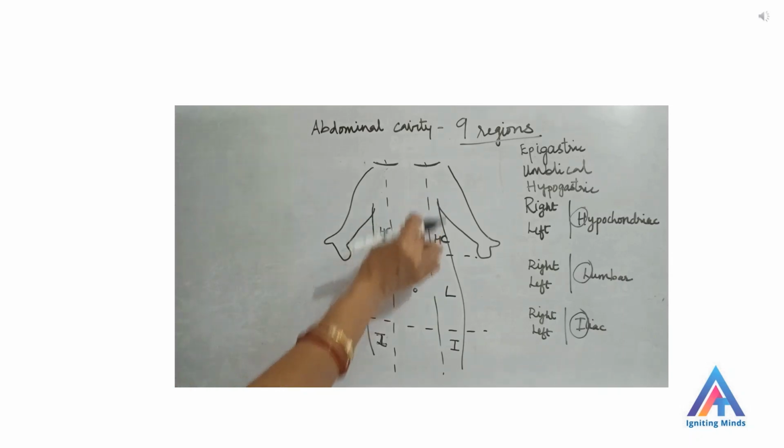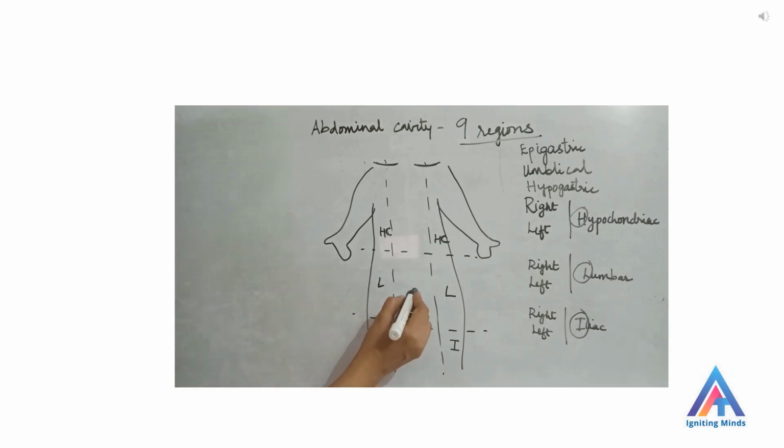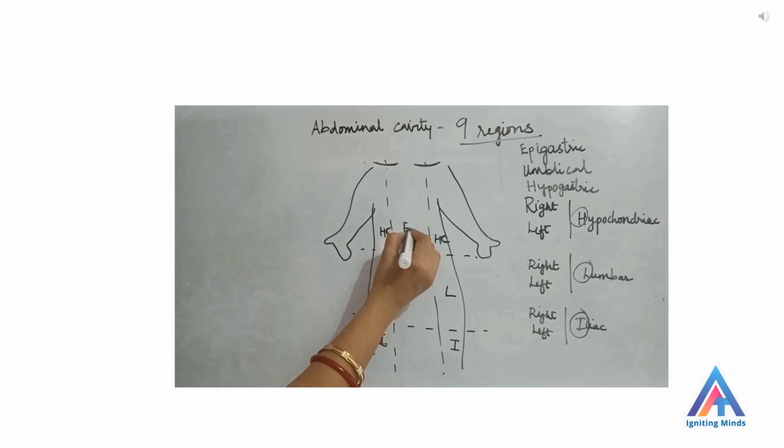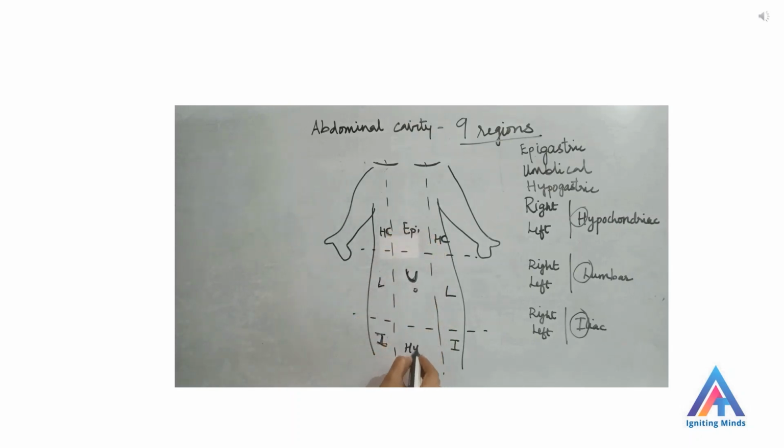Now let's move on to the center of the abdomen. So the center you have your umbilicus or navel. So this is umbilical region. Above the umbilical region is epigastric region and below is hypogastric region. So these are the 9 segments.